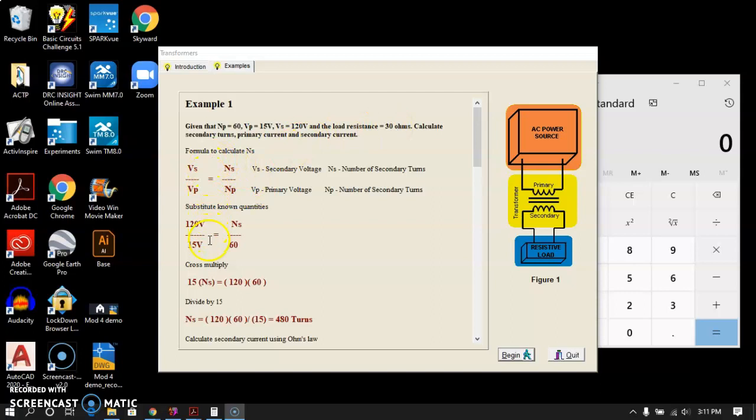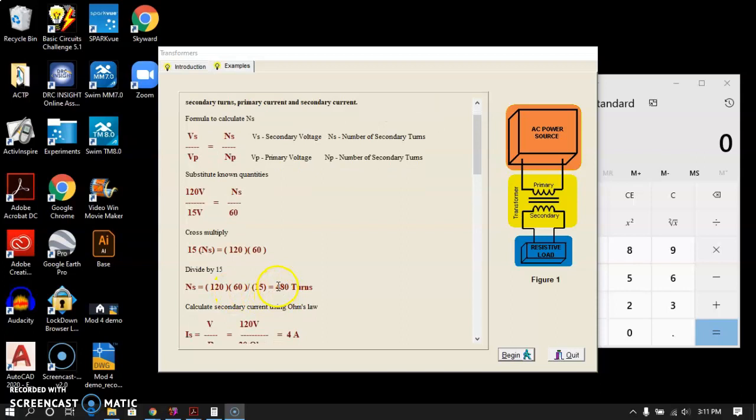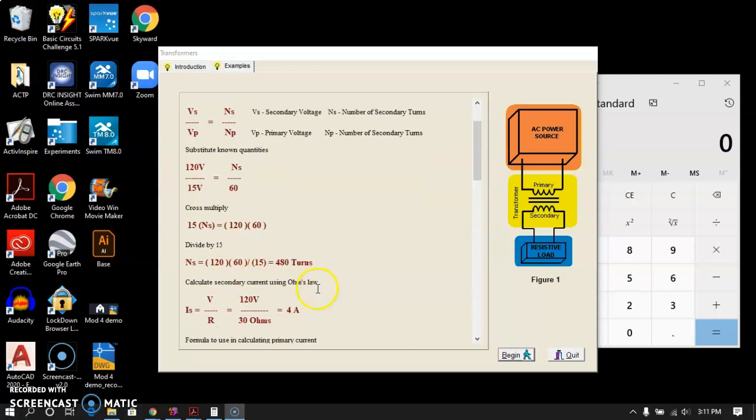Now, plug in for the values here in this equation. The 120 volts on our secondary to our 15 volts on our primary. And equivalently, you take your unknown secondary turns to the known 60 turns. Now we simply cross multiply to get our equation here and figure out that NS is 480 turns.